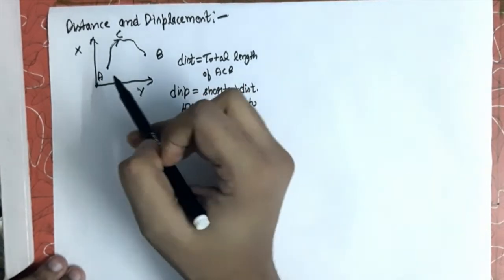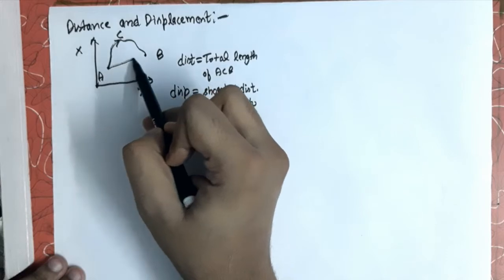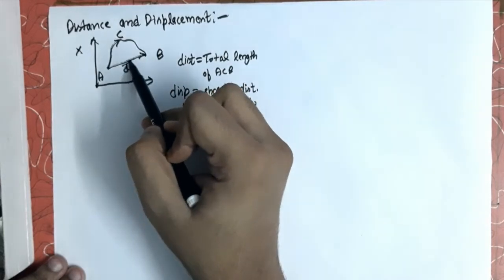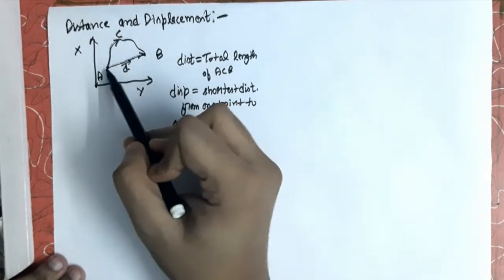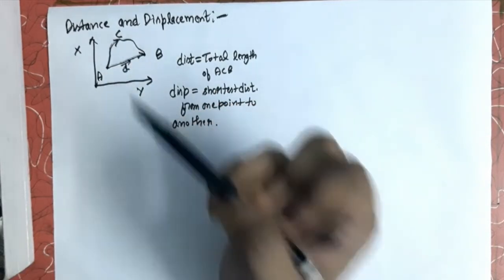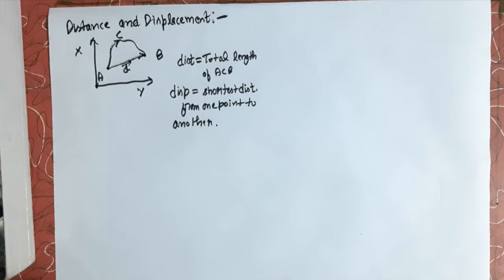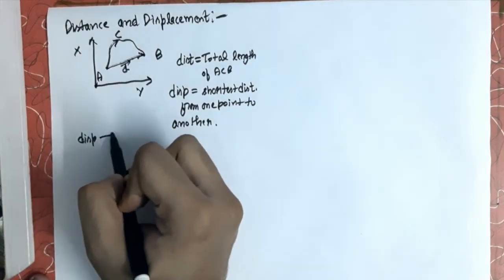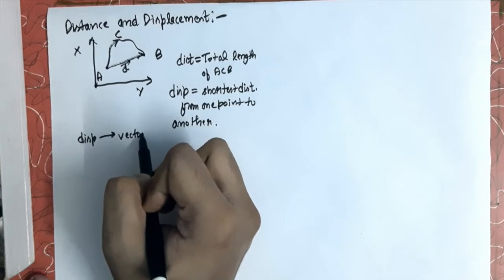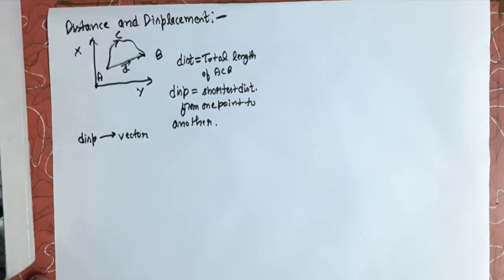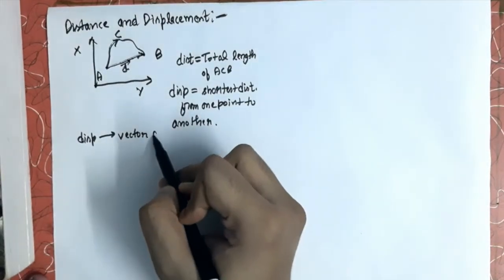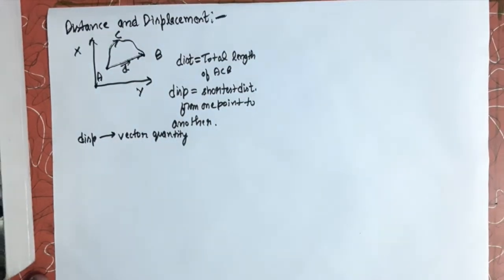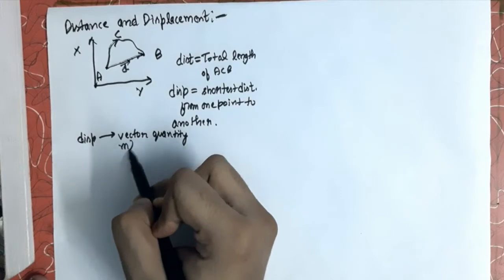Now here, if we join these two, this will be your displacement. It is the straightest path, and this will be the displacement. Now displacement is a vector quantity, so it has magnitude and direction. It's a vector quantity and its unit is meter.